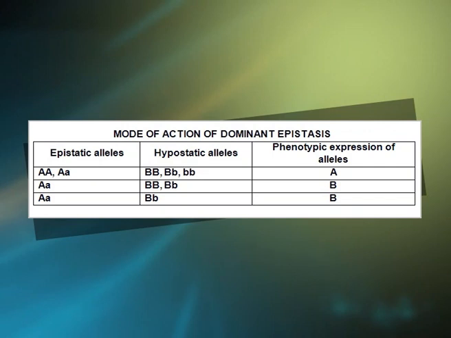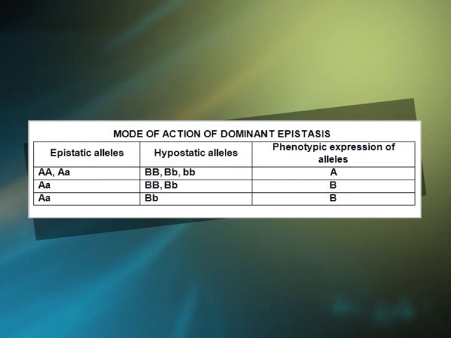In this particular table, the mode of action of dominant epistasis is given. In the first column, you can see epistatic alleles. In the second column, it is hypostatic alleles, and in the third column, it is the phenotypic expression of the alleles.